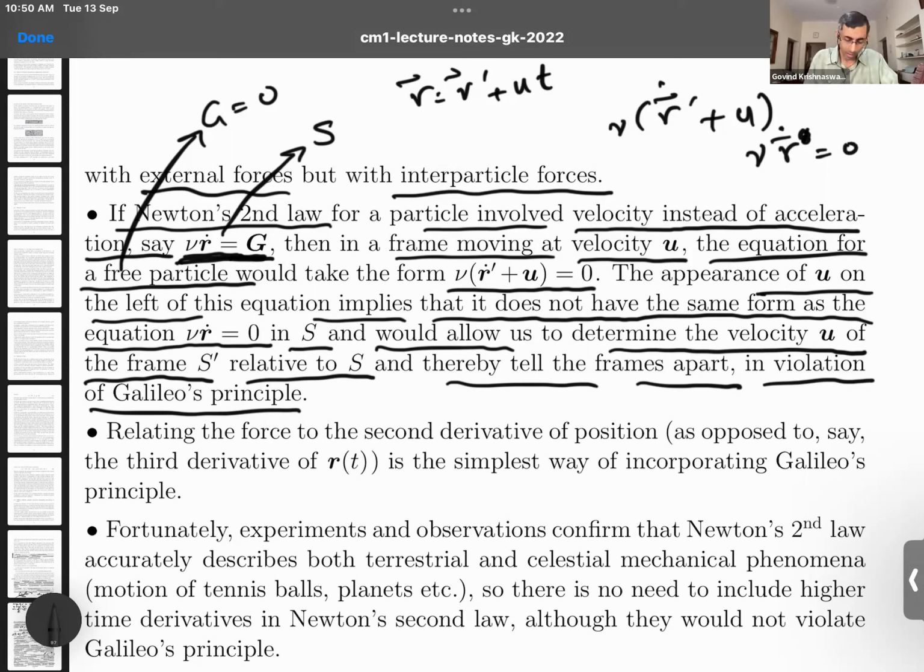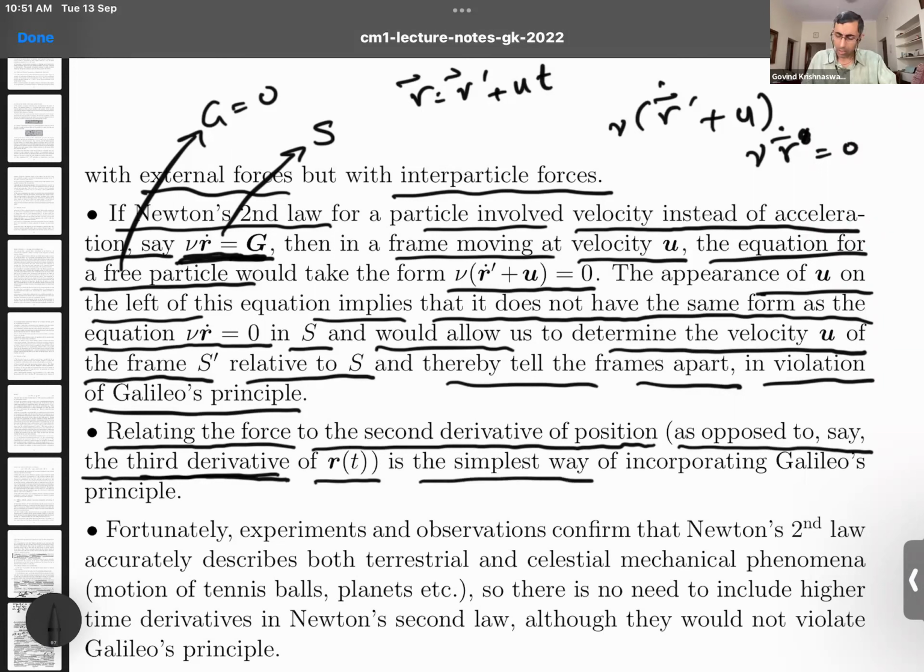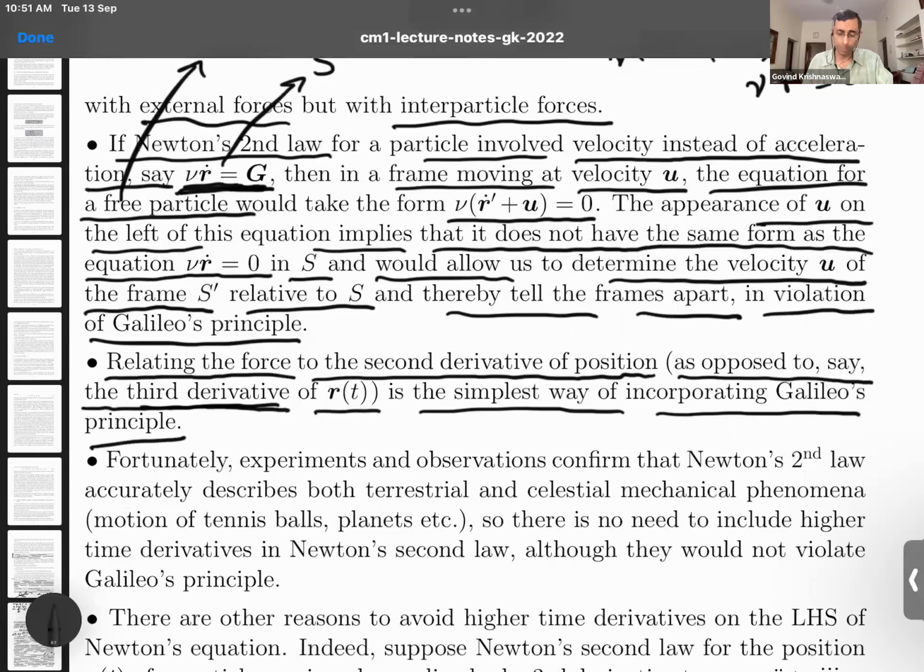So let us summarize our discussion. Our conclusion is that relating the force to the second derivative of position, as opposed to, say, the first derivative, is ruled out, as we just discussed. But third derivative or fourth derivative are additional possibilities. You could have a third derivative term that will also obey Galileo's principle, but the second derivative is the simplest way of incorporating Galileo's principle.